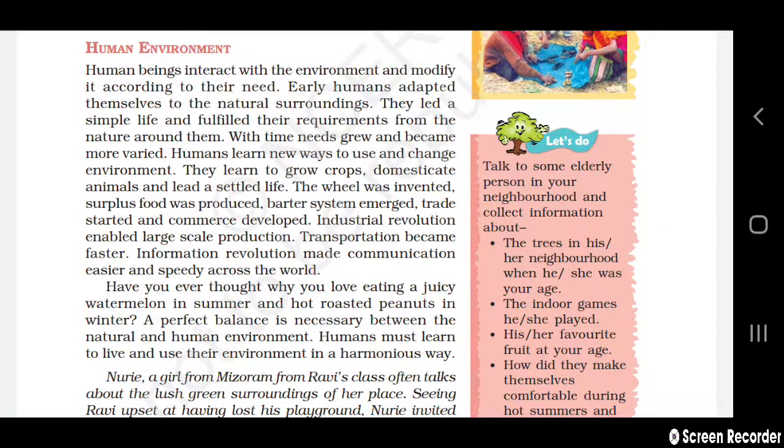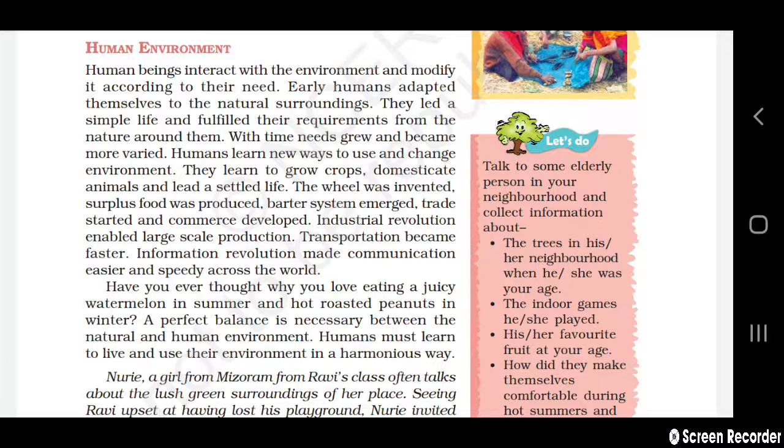Human beings interact with the environment and modify it according to their need. Early human beings adapted themselves to their natural surroundings. They led a simple life, and they fulfilled their requirements from the nature around them.